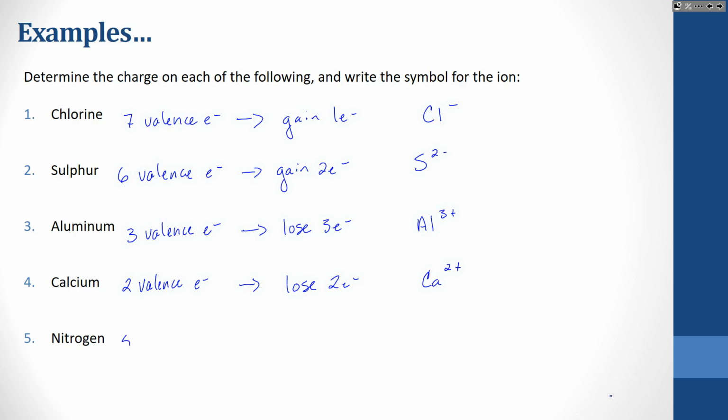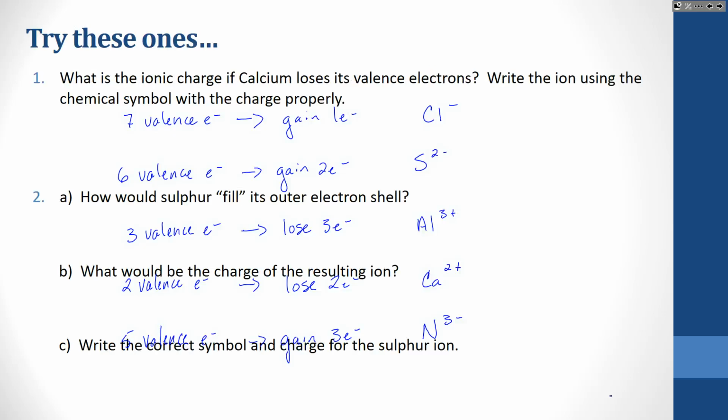Now nitrogen is in column 15 or 5, so it has 5 valence electrons. We could lose those 5, or we could only gain 3 electrons. That would get us to 8. So nitrogen likes to form a 3 minus charge. So this is how our atoms form different charges and end up with their full outer shells.